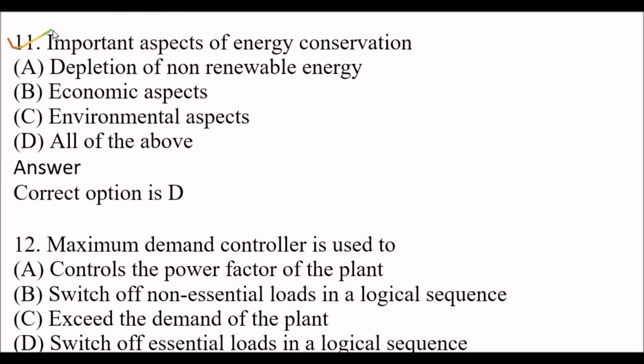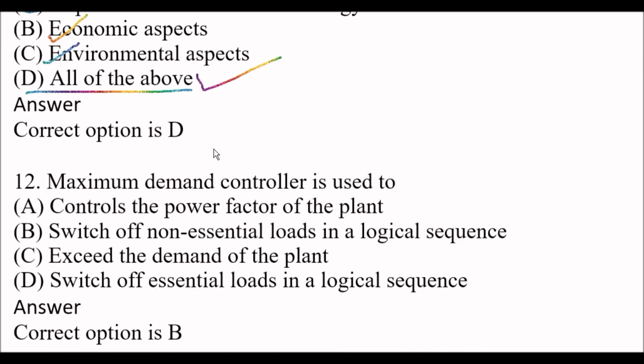Next question. Important aspect of energy conservation. Option A, depletion of non-renewable energy. Option B, economic aspects. Option C, environmental aspects. Option D, all of the above. Right answer is option D, all of the above. Important aspects of energy conservation are, first, depletion of non-renewable energy; second, economic aspects; and third, environmental aspects. Okay. Next question.